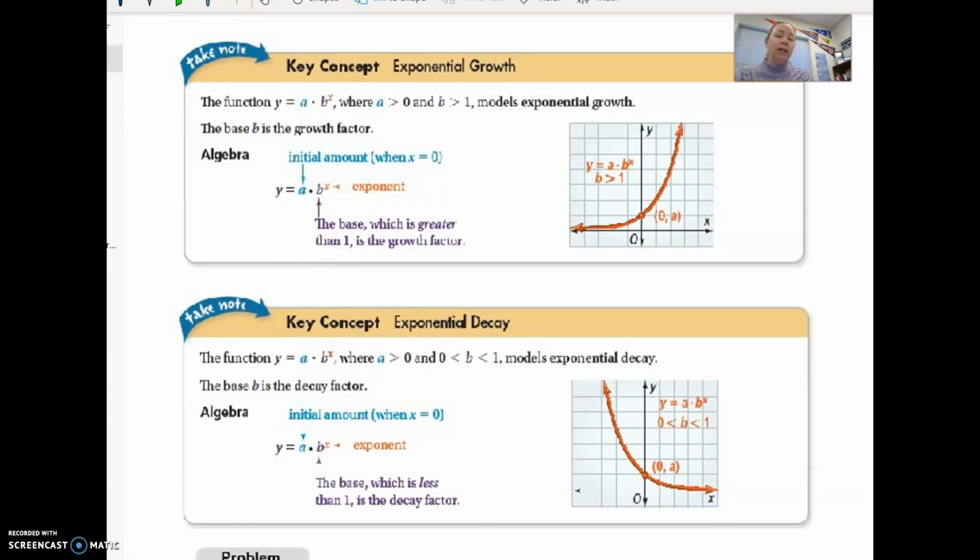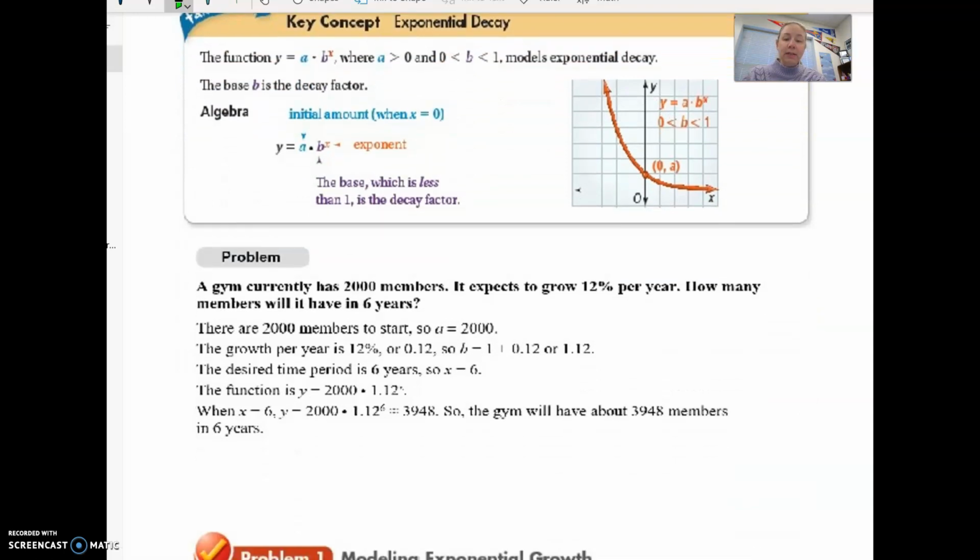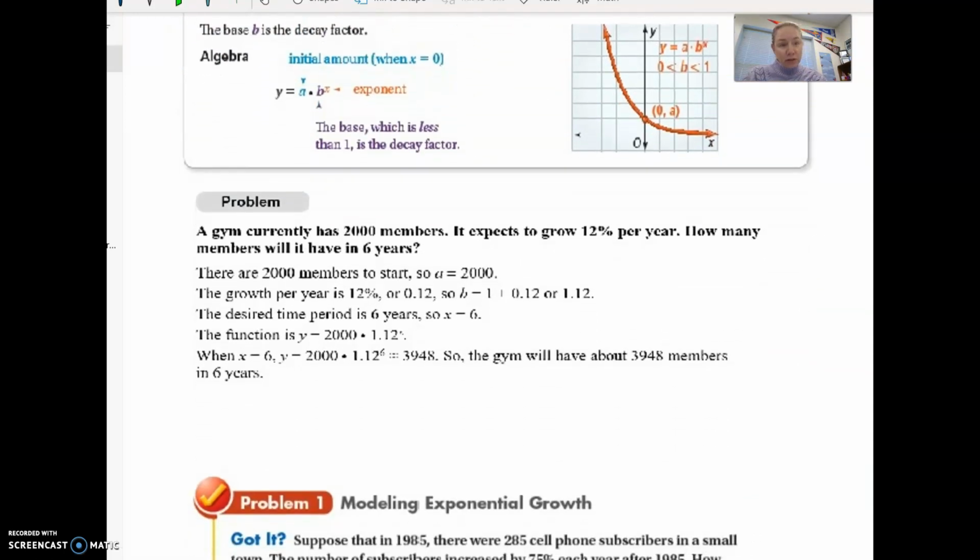Okay, so here we have a couple of summaries for each type, whether it's something that's growing exponentially or decaying exponentially. It just again explains what each variable in the equation would represent, and again reviews what that graph would look like, whether it's growth or decay. So you can kind of see the difference in the graphs and also see the difference with whether it's a growth factor or a decay factor.